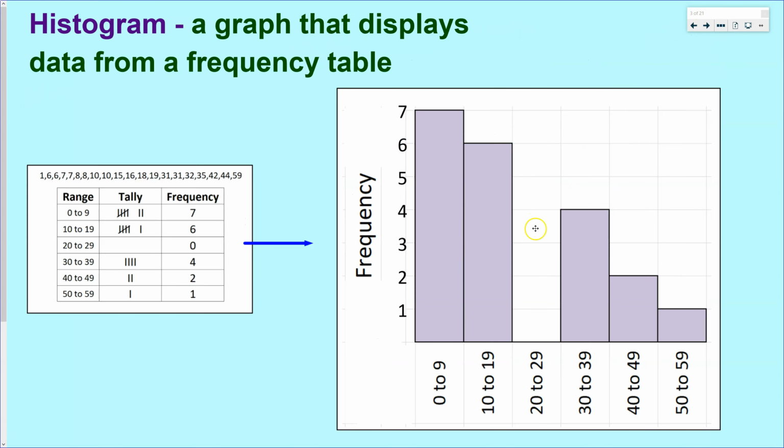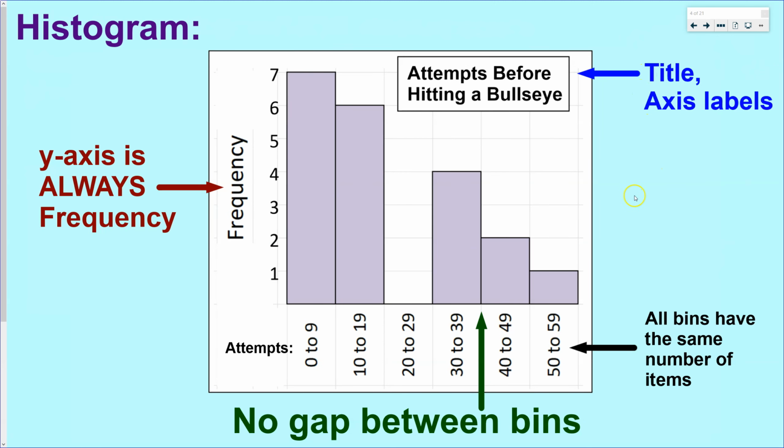So a histogram looks like this. It's basically a bar graph with no gap between the bars. The y-axis is always frequency, so we're graphing frequency versus these little bins that hold a range of values. And things that are in common to all histograms: the y-axis is always going to be measured in frequency, or sometimes it's measured in percent, but percent is basically the same thing as a frequency. How often does something occur? Then we're going to have a title and labels, so we've got title and labels everywhere.